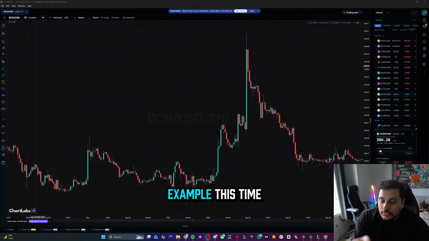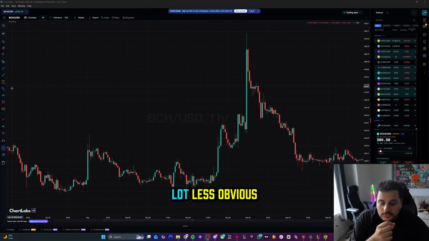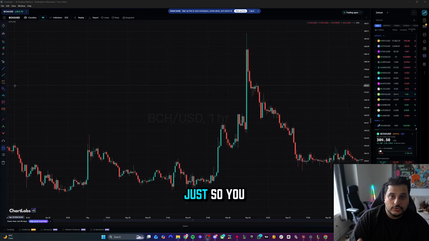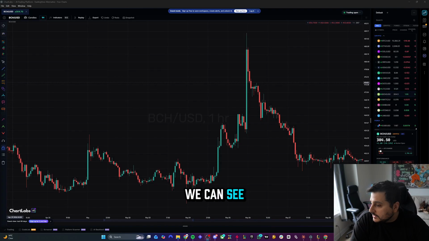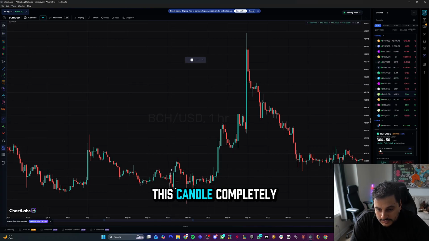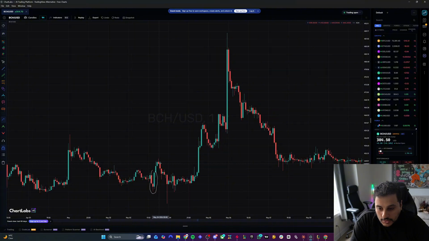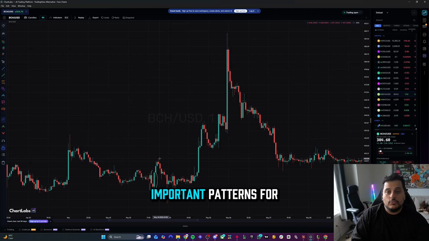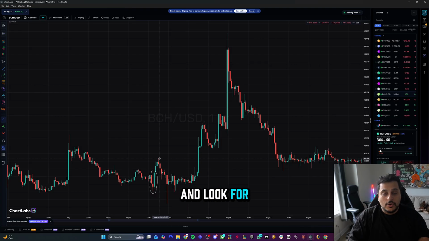And one more example, this time on the bullish side. This one's a lot less obvious, but I still want to show it to you just so you can see it. Over here, if we take the drawing tool, look at this candle over here, right? This candle completely engulfs the last two red candles. And as you can see, the buyers started taking control. It came back down to retest, and then the price just shot right back up, right? So again, these are very important patterns for you to understand and look for when you're trading.